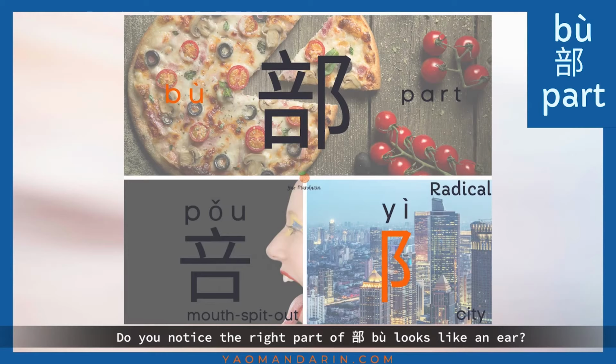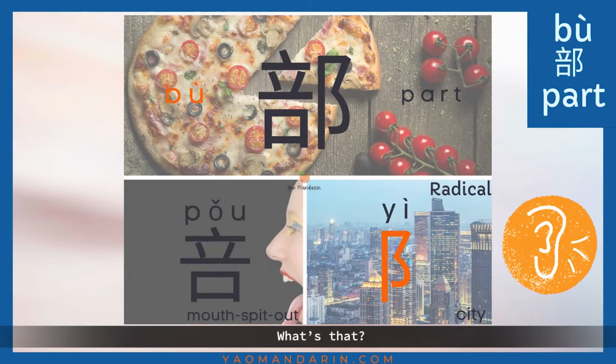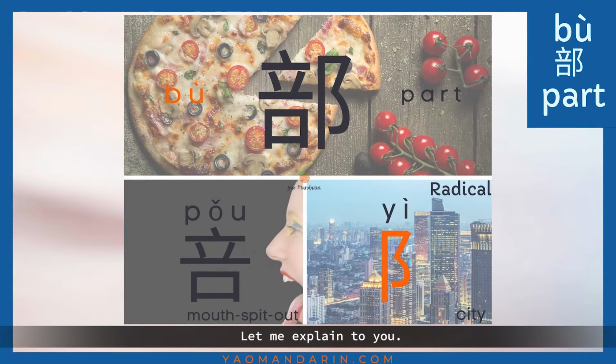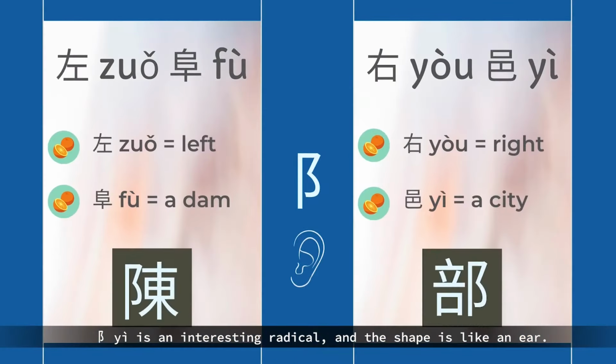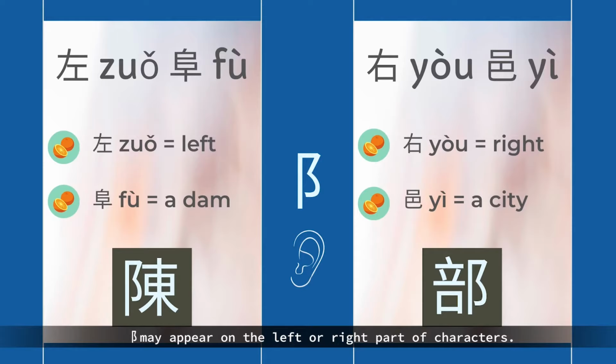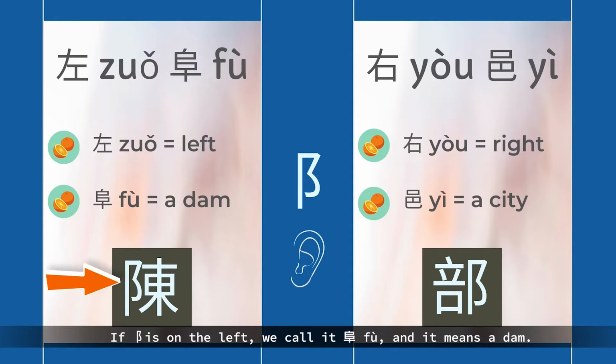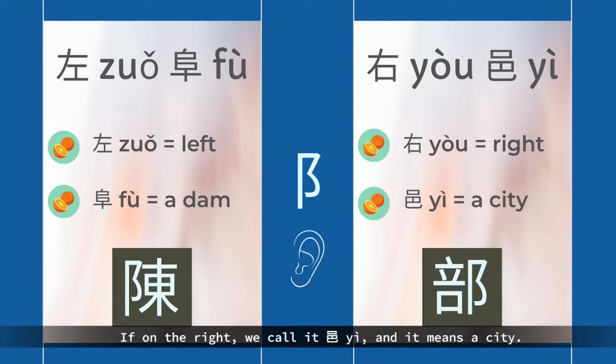Do you notice the right part of 部 looks like an ear? What's that? Let me explain to you. 阝 is an interesting radical, and the shape is like an ear. It may appear on the left or right part of characters. If it's on the left, we call it 阜, and it means a dam. If on the right, we call it 邑, and it means a city.